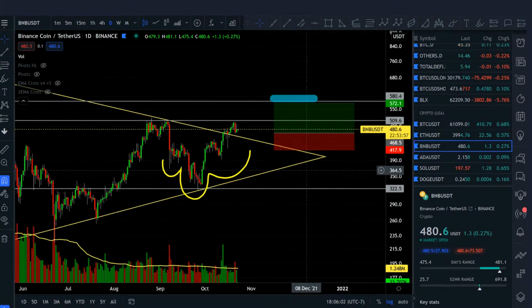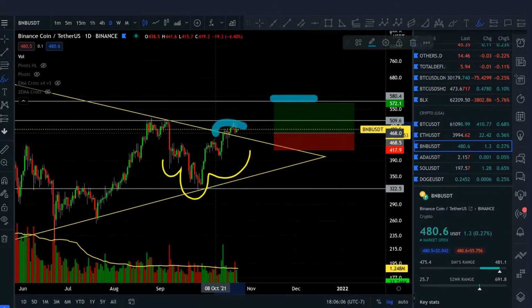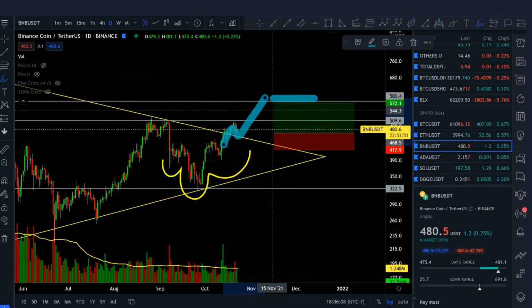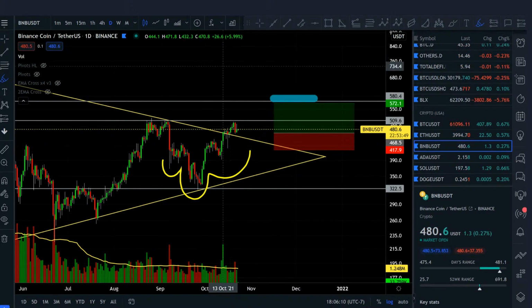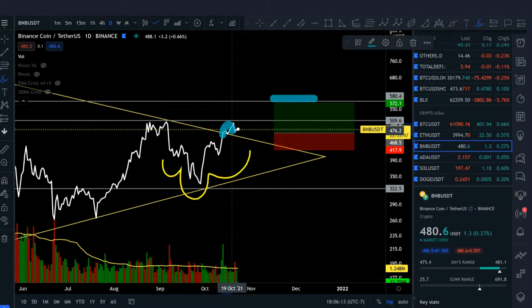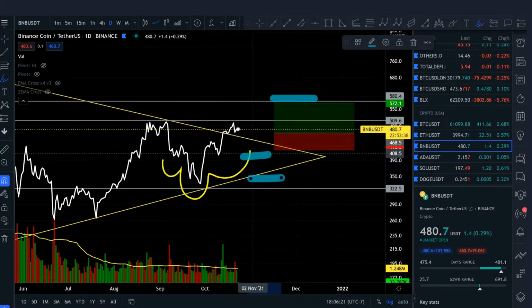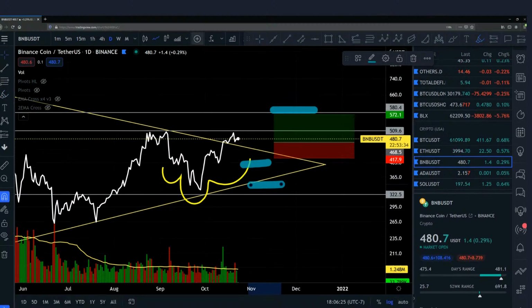but you need a very large stop loss if it fails. Okay, because now we're backtesting the trend line support right here. We could have that in a bullish case. But if this thing fails and we have a head and shoulders right here, which could happen on an H4, H1, this thing might pull back. I'm looking down at 400 and 350 for additional long entries on Binance Coin.